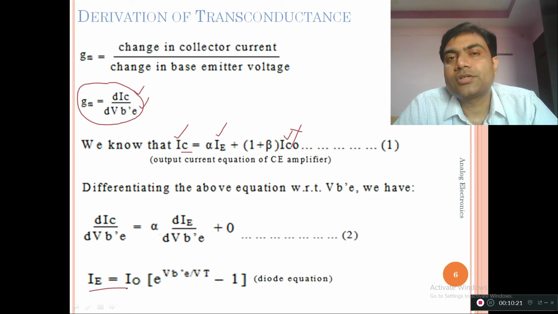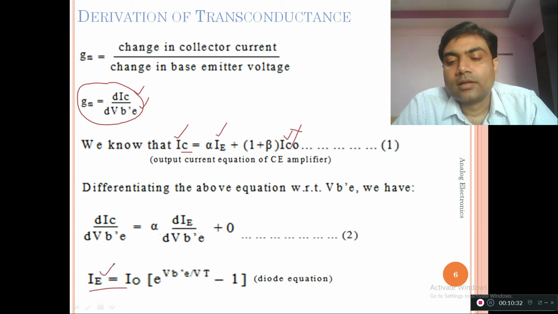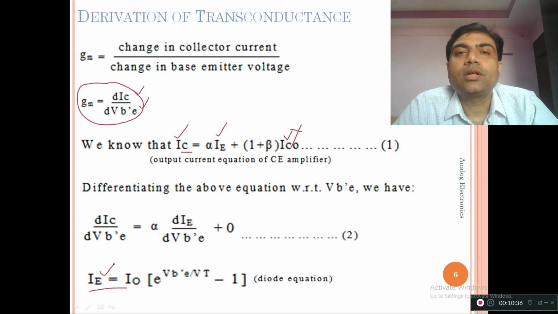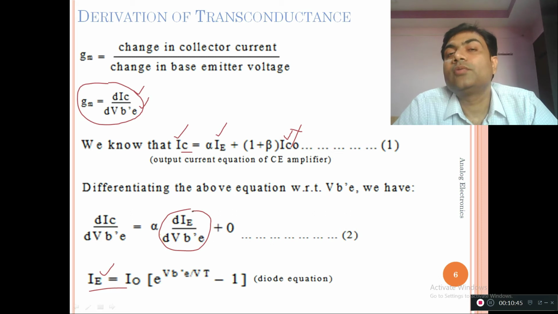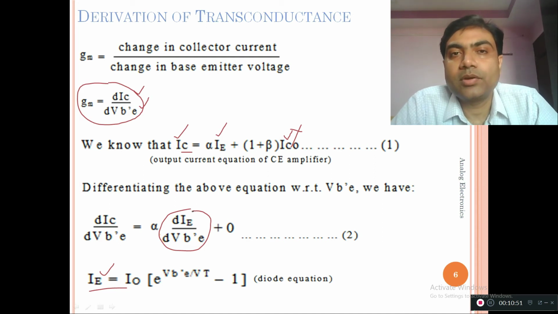Which junction have we written this diode equation for? The first junction between the base and the emitter. So the input current can be written like this. Now why are we taking this particular equation? Because here we have the term IE, and here we have differentiated IE with respect to VB'E. So somehow we have to calculate the value of IE, so that it could be replaced in the above equation.